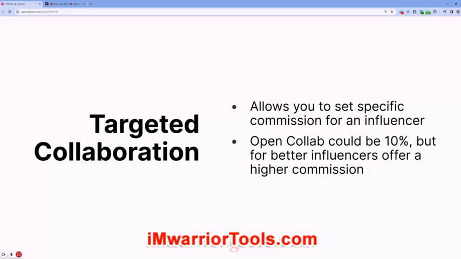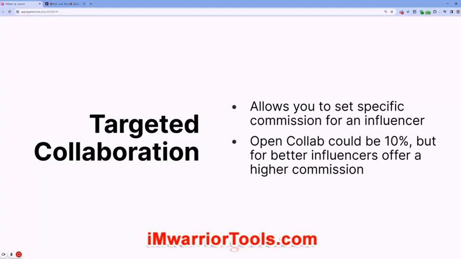Obviously you have restrictions around who can get a free product or not. A lot of times people just buy your product off of TikTok Shop and then they make content about it and they join the open collaboration. But with a targeted collaboration, it allows you to set a specific commission for an influencer, right? So, when we first started, we did 20% affiliate commissions. Now it's down to 10 for our open collaborations.